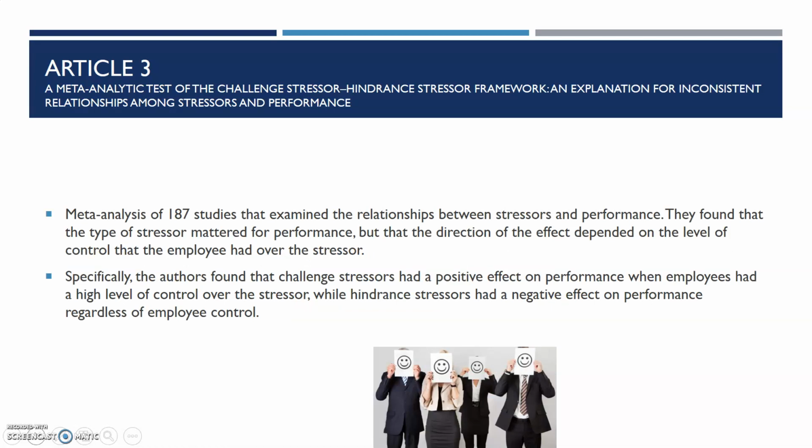So this one was a meta-analysis of 187 studies that examined the relationships between stressors and performance. They found that the type of stressor mattered for performance, but that the direction of the effect depended on the level of control the employee had over the stressor. The authors found that challenge stressors had a positive effect on performance when employees had a high level of control over their stressor, so job control. And the hindrance stressor had a negative effect on performance regardless of employee control.